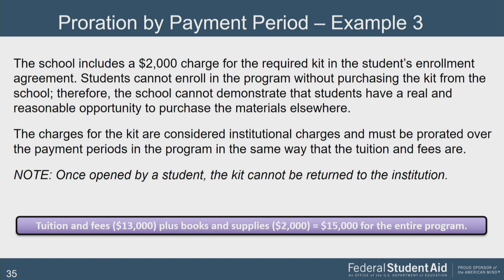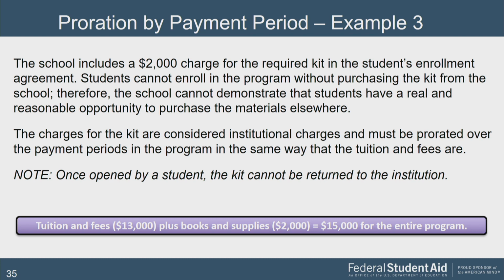Now let's take a look at the kit charge. The school includes a $2,000 charge for the required kit in the student's enrollment agreement. And this is typical with programs like this. You have an enrollment agreement where we have a tuition and fee charge, and the cost for books and supplies is rolled up into that charge as part of the enrollment agreement the student signs.